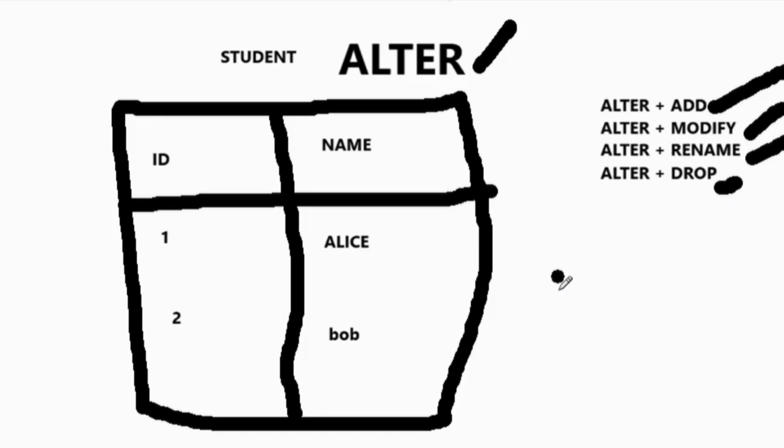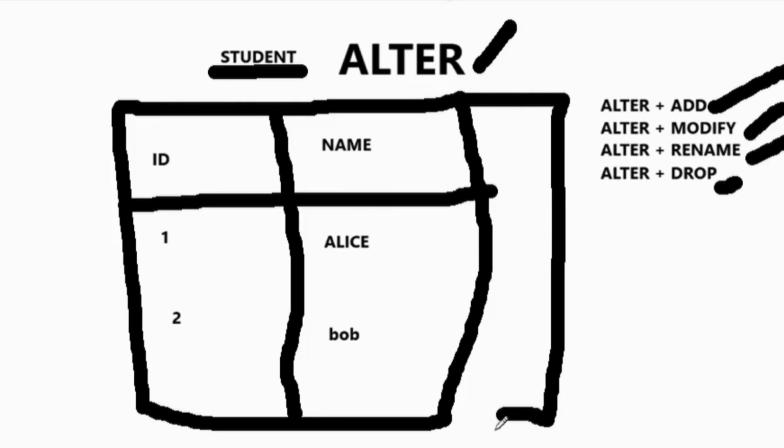So first of all, let me explain with an example. Let's take a table with the name student, and in this we have student ID and the name of the student, and we have inserted some data into it. What is meant by alter add? You have created this table with ID and name. Now you want to add the branch of the student, which branch the student belongs to. In that case, you will use add to add a new column.